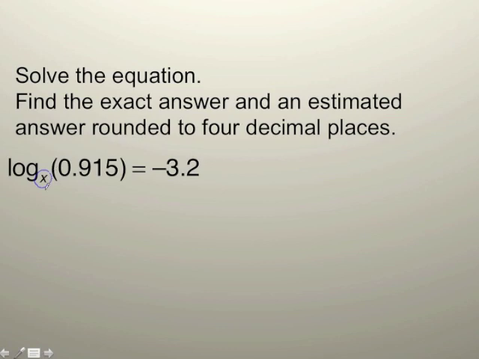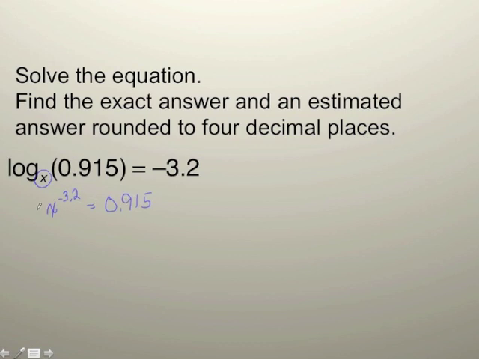The variable I'm looking for is the base. So let's write this in exponential form: x to the negative 3 2/10 equals 915 thousandths.